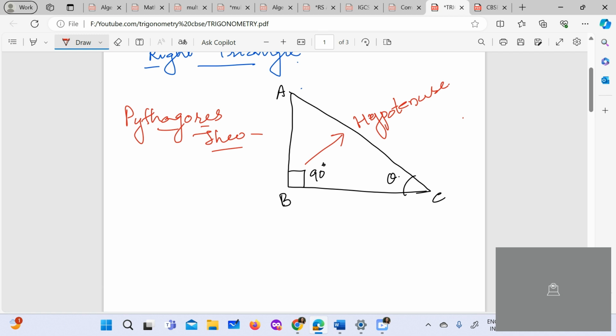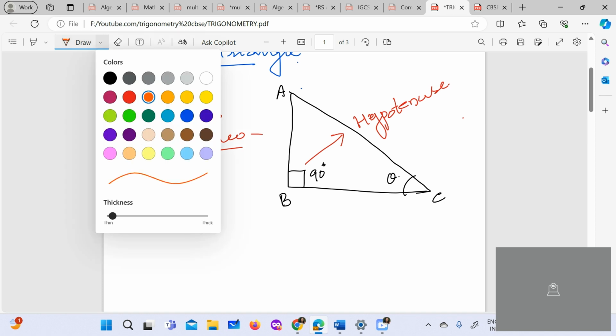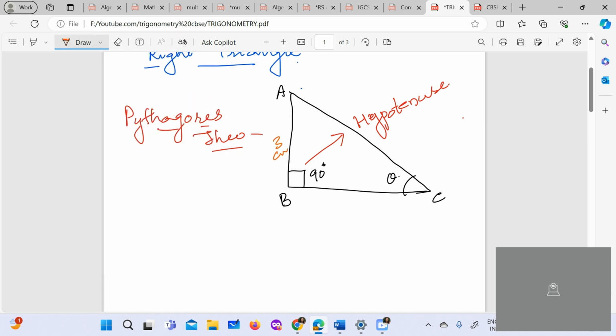Okay, suppose this is length AB and let me mark this as 3 centimeter. Okay, and this is 4 centimeter. So what is the length of AC? So you know what is Pythagoras theorem? It is the square of the hypotenuse is equal to the sum of the square of the perpendicular length and the square of the base length.